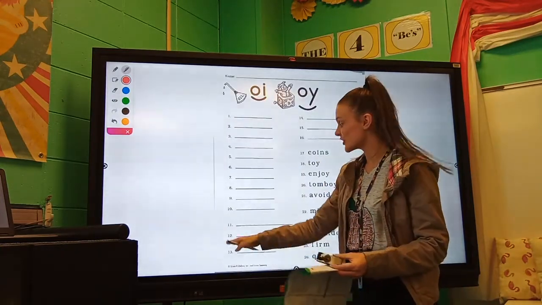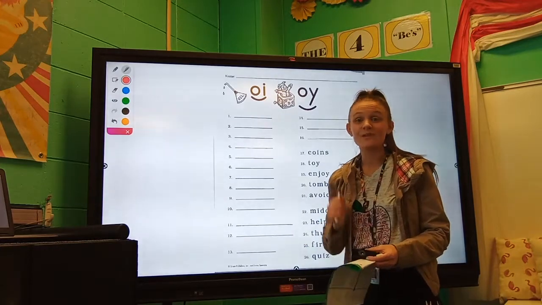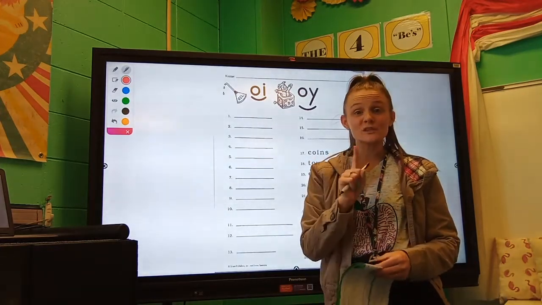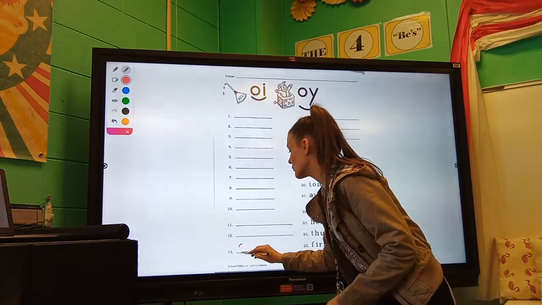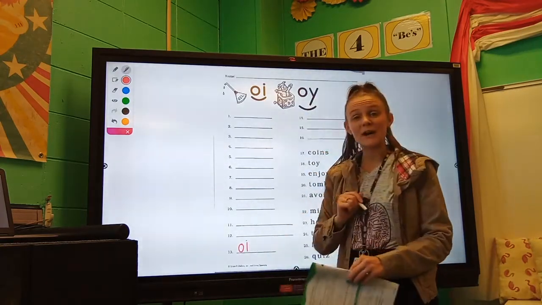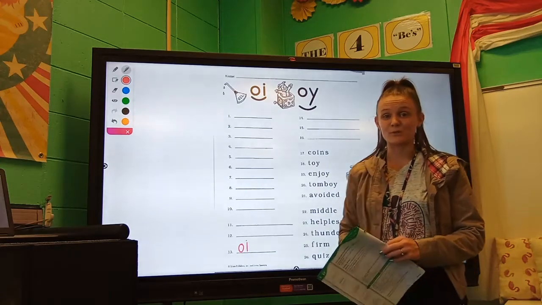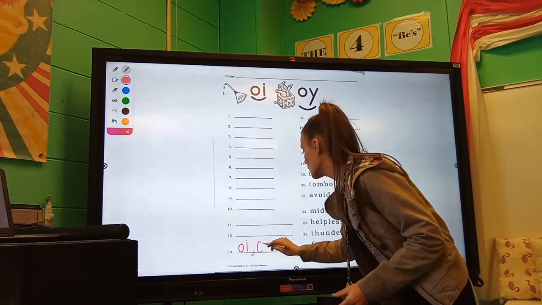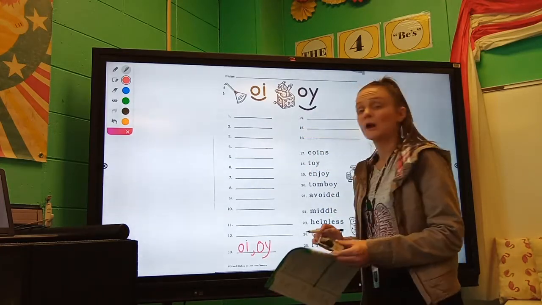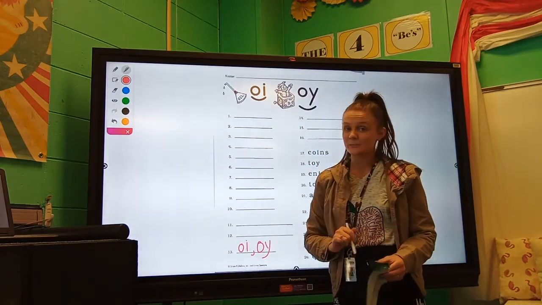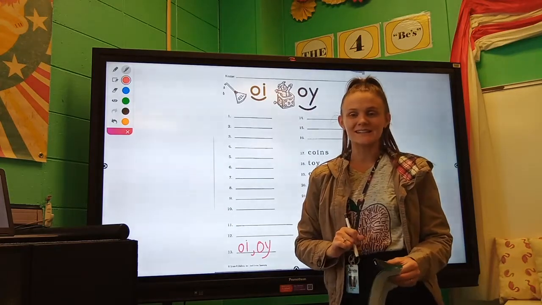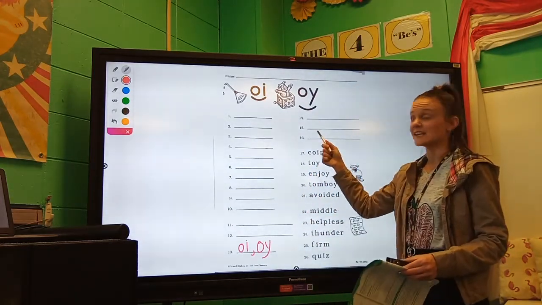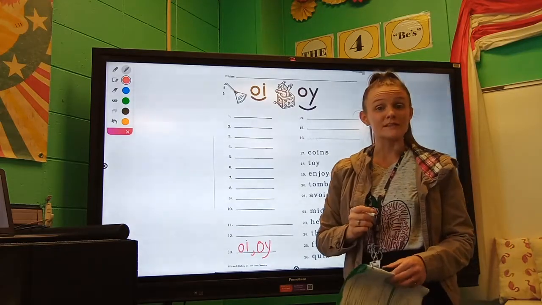So down here on number 13, we're going to be writing the ways to spell the oi sound that we learned today. So the first way that we learned was O-I. So I'm writing O-I next to number 13. The second way that we learned was O-Y. So I'm writing O-Y as well next to number 13. Very good. Let's move up here to numbers 14, 15, and 16 and practice spelling some words.